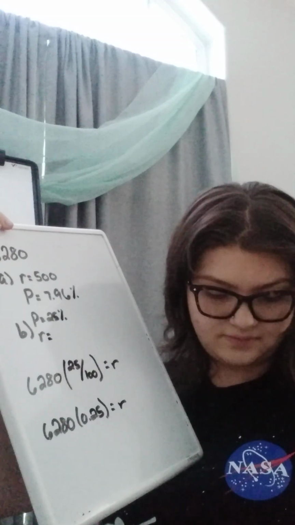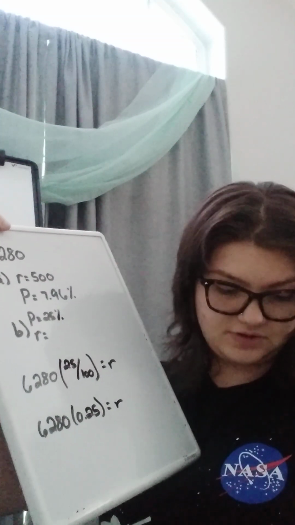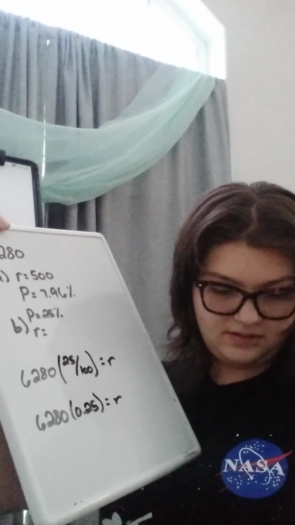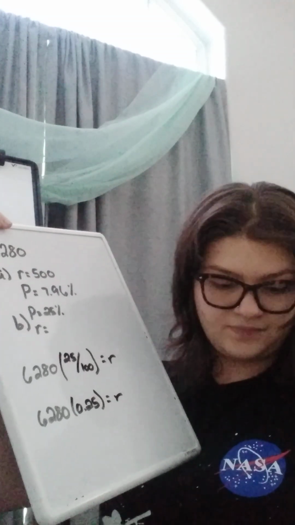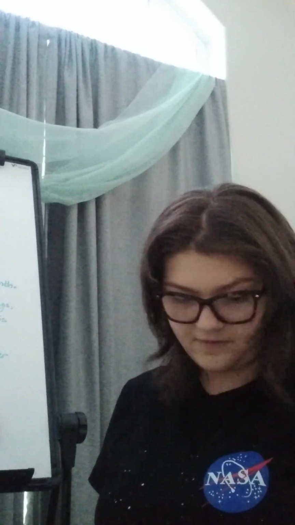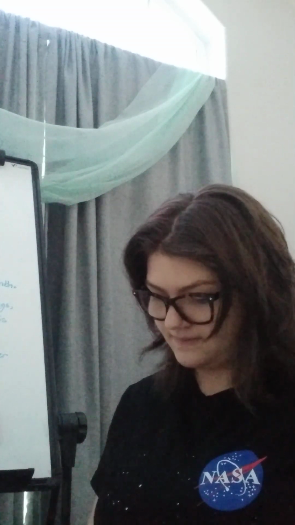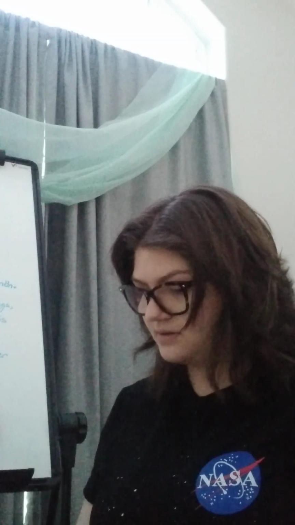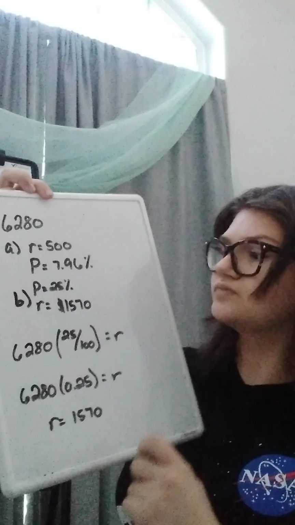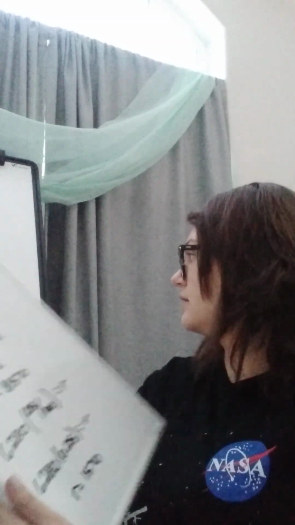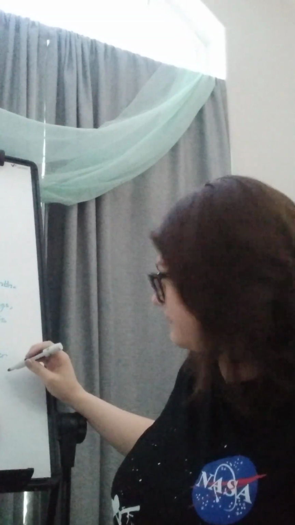And then now we'll have 6,280 times 0.25. And that is 1,570, and that's dollars. Use the right units. There we go. $1,570 is our remaining amount here, and I'll write that here.